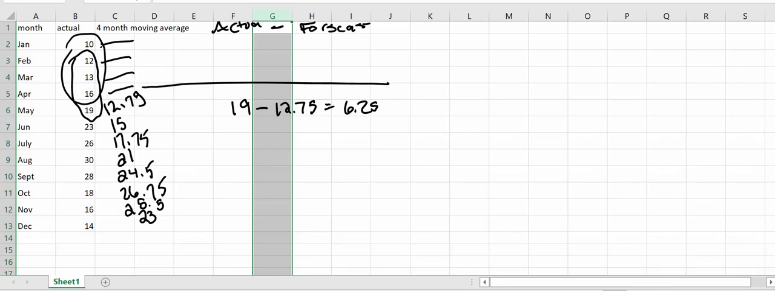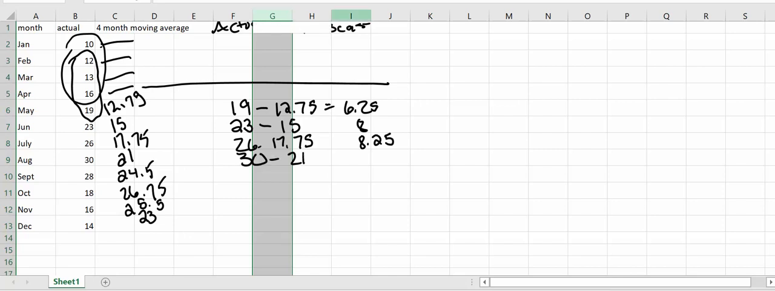Then we're going to go ahead to June. We're going to say, okay, the actual sales were 23. 23 minus 15 gives us 8. 26 minus 17.75 gives us 8.25. 30 minus 21 gives us 9. 28 minus 24.5 gives us 3.5.